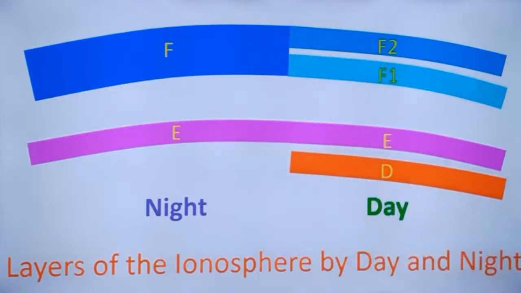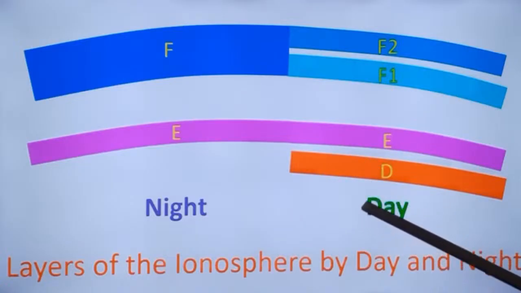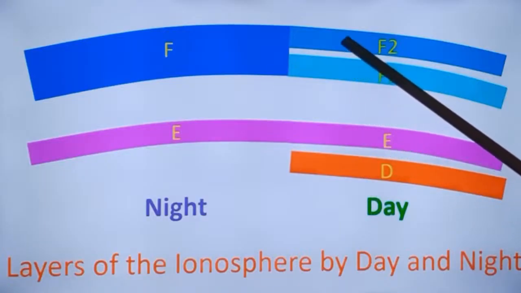And E layer is the one which reflects the short waves usually, because short waves will not be absorbed by the D layer and they will be reflected by the E layer. Still higher frequencies in the short waves will go beyond the E layer and get reflected from the F1 or F2 layer.